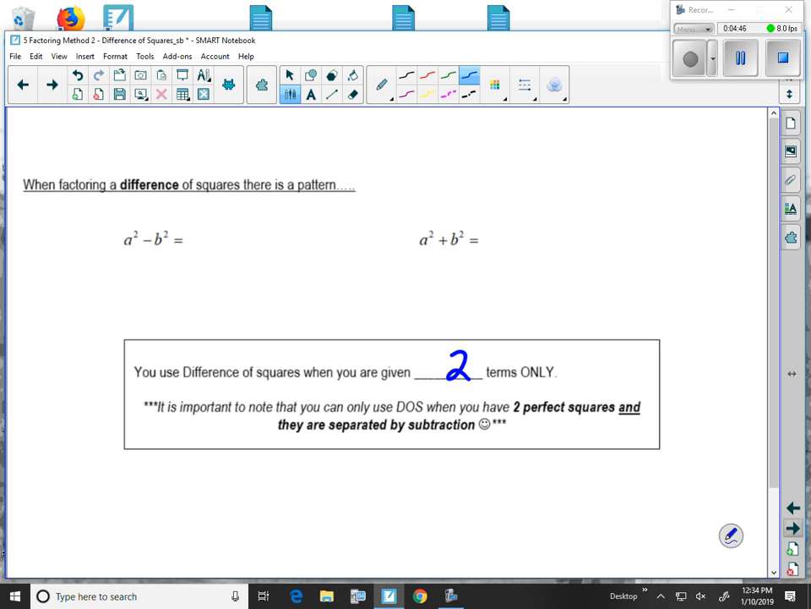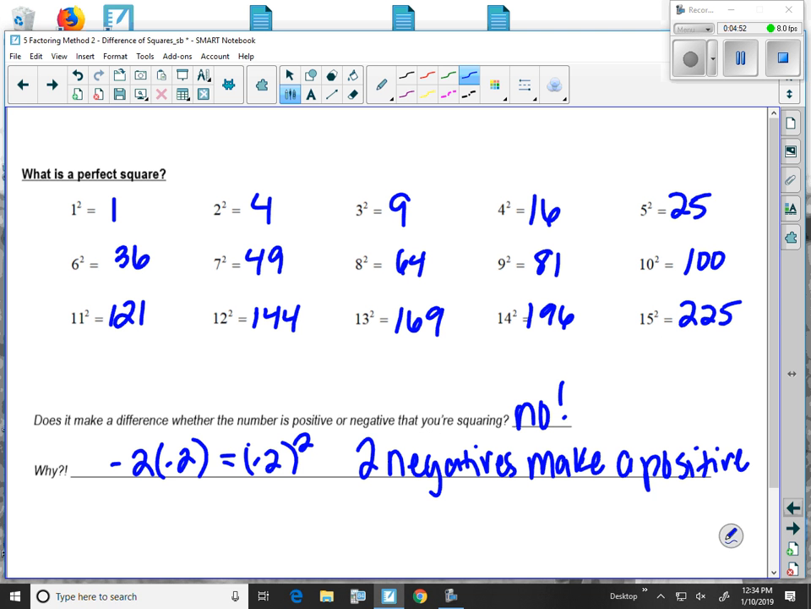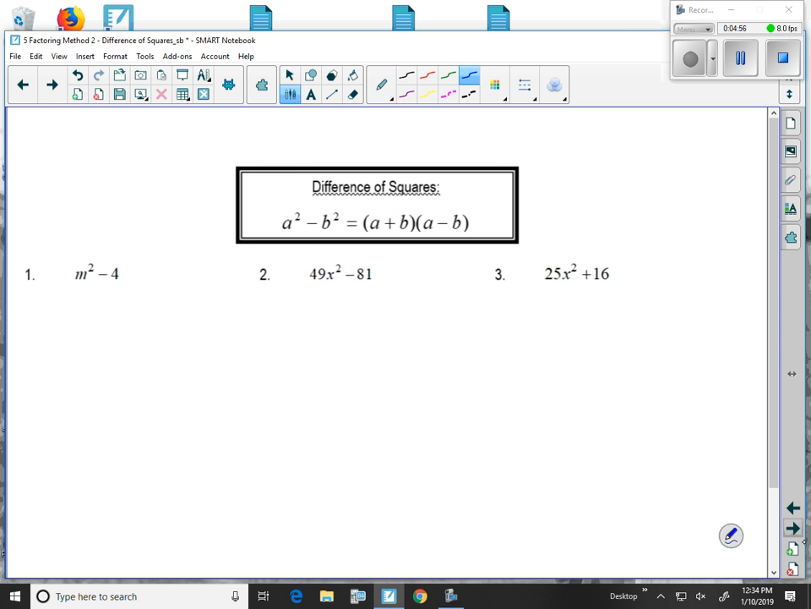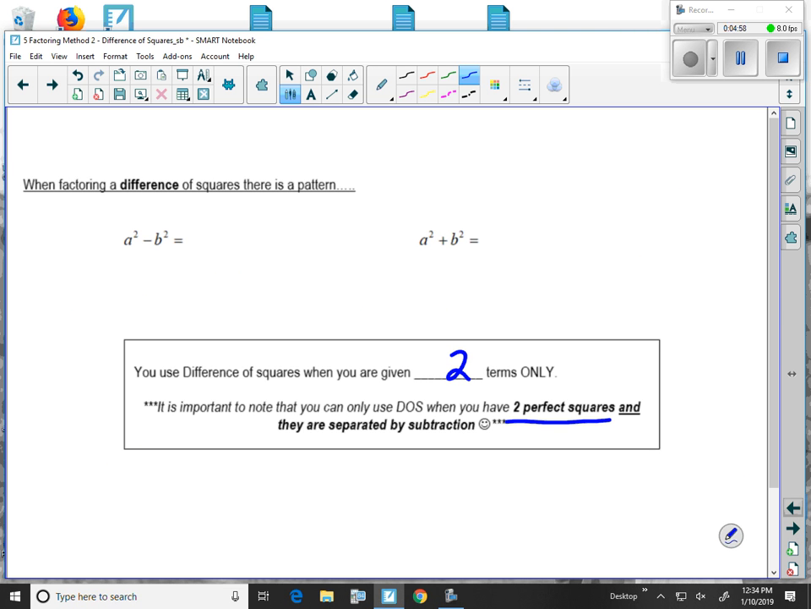Keep in mind, you have to have 2 perfect squares. Now, how do we know what a perfect square is? Guess what? We just wrote them down. Right here. Those are your perfect squares. So it has to have 2 perfect squares in it. Now, this is like A plus B, A minus B. That is what your difference of squares will look like.